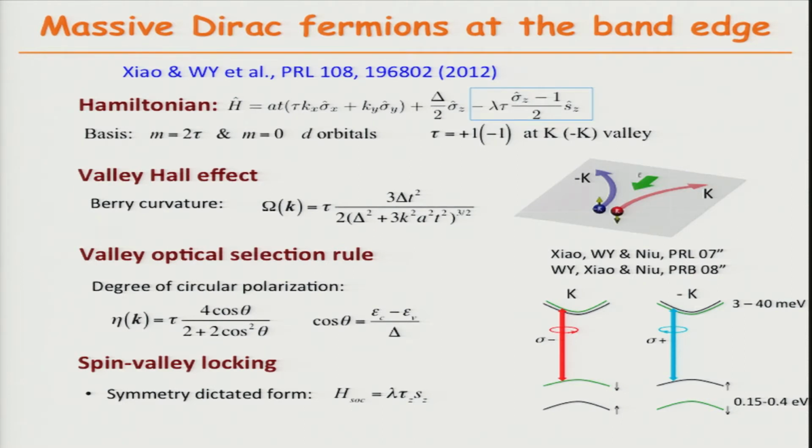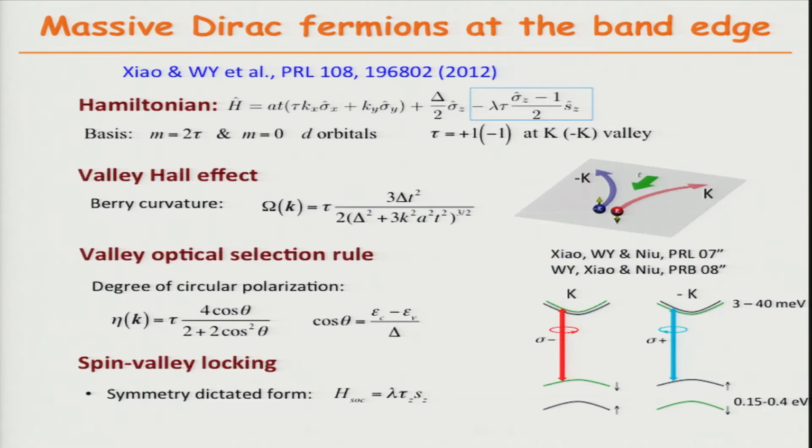That's what distinguished it from the graphene model. This spin-orbit coupling has to take this symmetry-dictated form. It has to be in the Z direction because of mirror symmetry in the crystal. And the two valleys are time reverse of each other, so that means the spin splitting has opposite sign. So this effectively locks the spin index to the valley index.